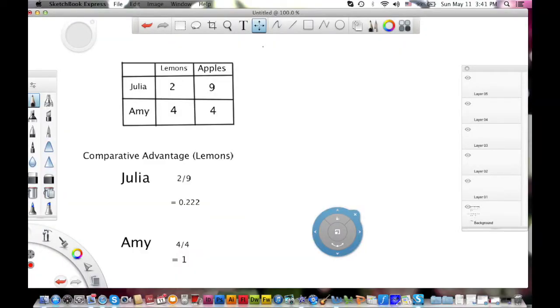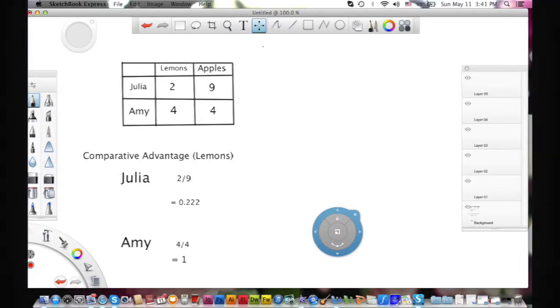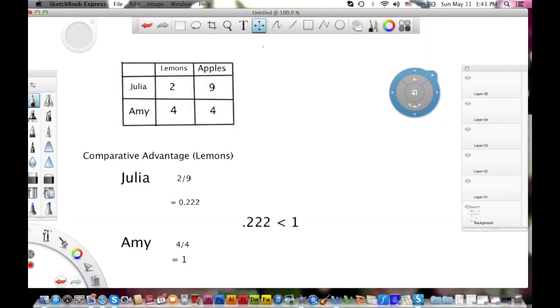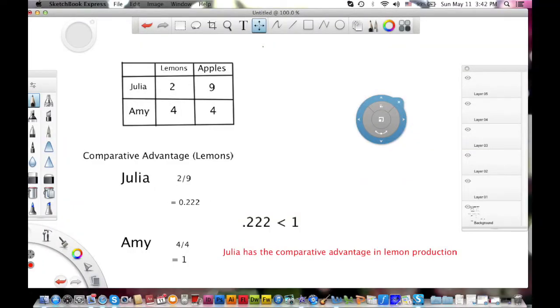We repeat the same process for Amy to determine her opportunity cost. Her opportunity cost is 1. This number means that to produce 1 lemon, it would cost 1 square foot of land that could have been used to produce an apple. To determine who has the comparative advantage, compare the opportunity costs for each person. In this case, since Julia has the lower opportunity cost, she has the comparative advantage in lemon production.